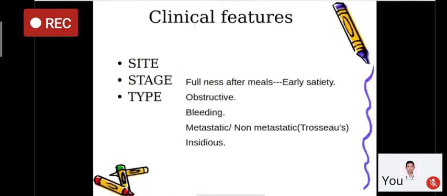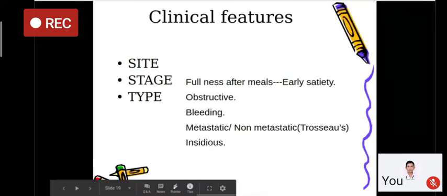Where is the disease? What is the stage of the disease? What is the type of the disease? Type we discussed, it can be intestinal or the diffuse type. So these are four or five common presentations.